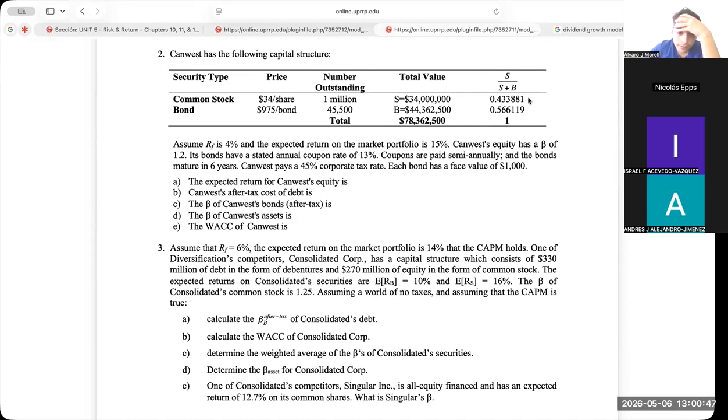These are the weights. Well, this one is S over S plus B, but this one is B over S plus B. Anyway, they have to add to 1 is the point.